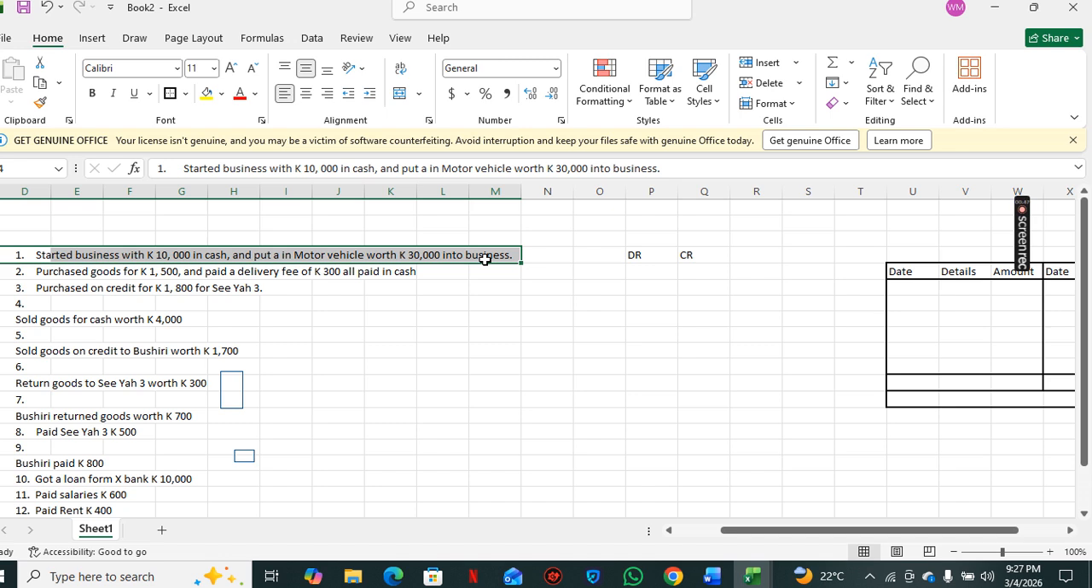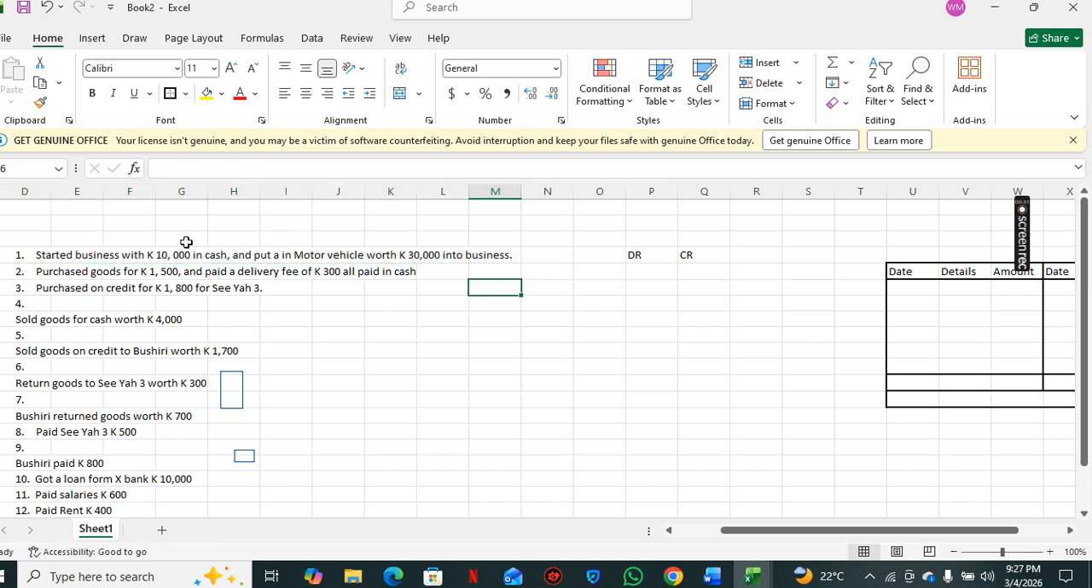So when starting up a business, which accounts will be involved? We have the cash account, because those 10,000 were put in cash. We have the motor vehicle account, and we also have the capital account. Cash is an asset, motor vehicle is an asset, capital account is also an asset account. So we'll find out which ones are increasing, which ones are decreasing.